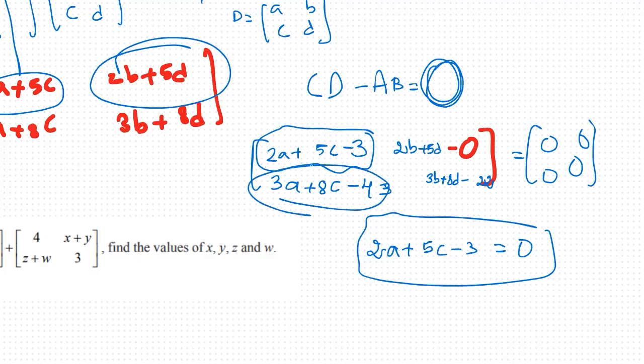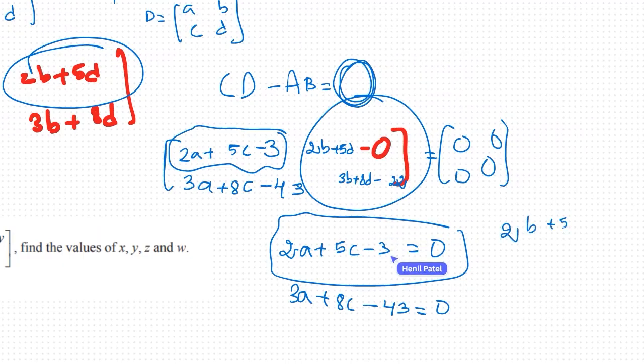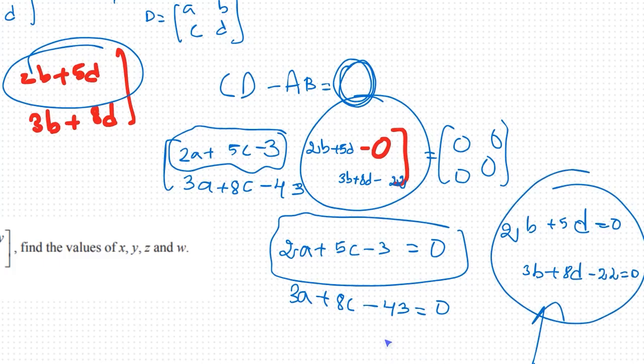3a plus 8c minus 43 should be equal to 0, like this. And also 2b plus 5d is equal to 0. We have to make an equation. So two equations, two variables: A and C, B and D, separate.